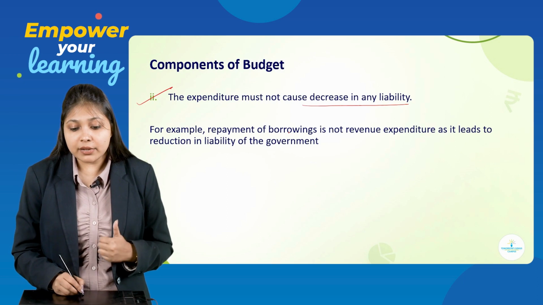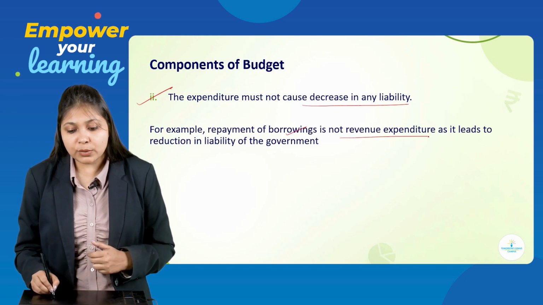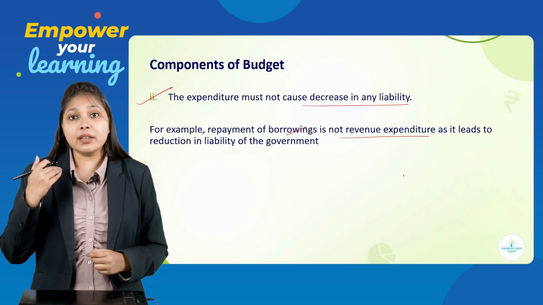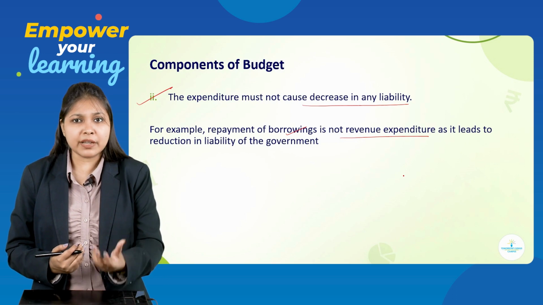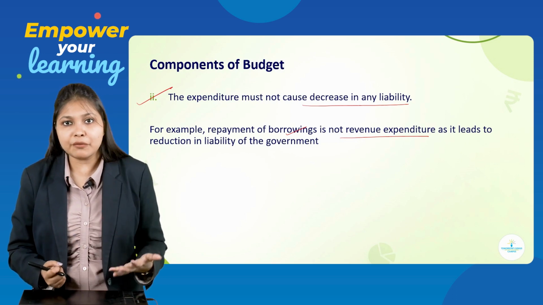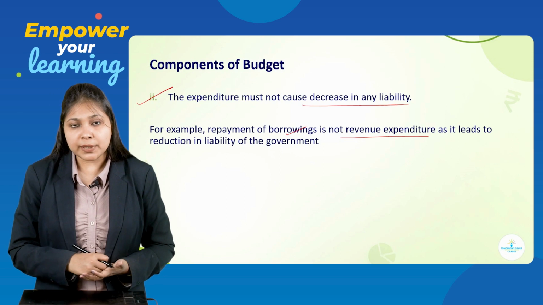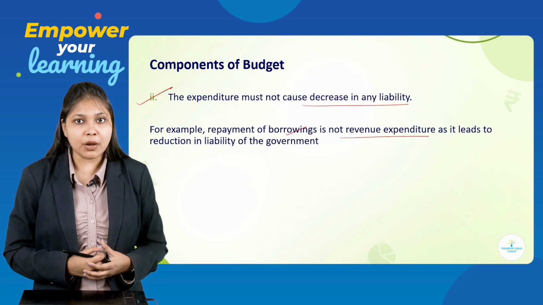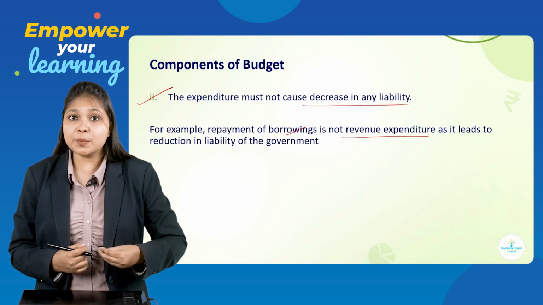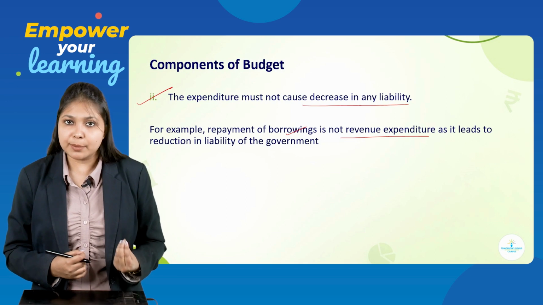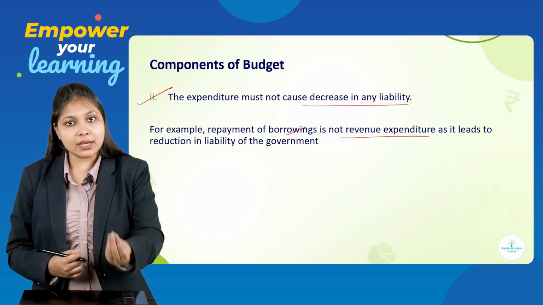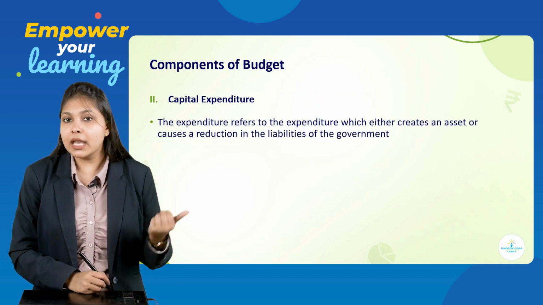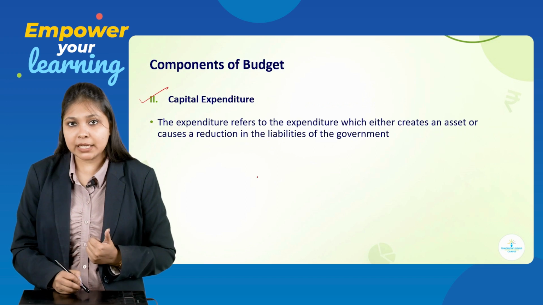For example, repayment of borrowing is not a revenue expenditure as it leads to reduction in the liability of the government. When the government repays its borrowing to any financial institution, union territories or any foreign country, the repayment will not be termed revenue expenditure since it is reducing the liability of the government. We have already said that revenue expenditure should not reduce the liability of the government. But when the government repays its borrowings or loans, it reduces its liability.